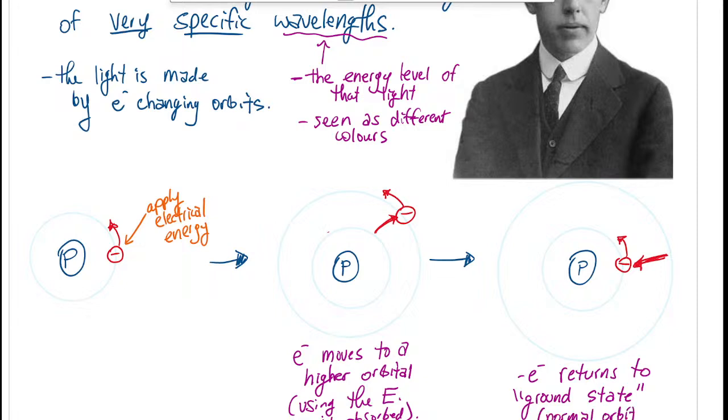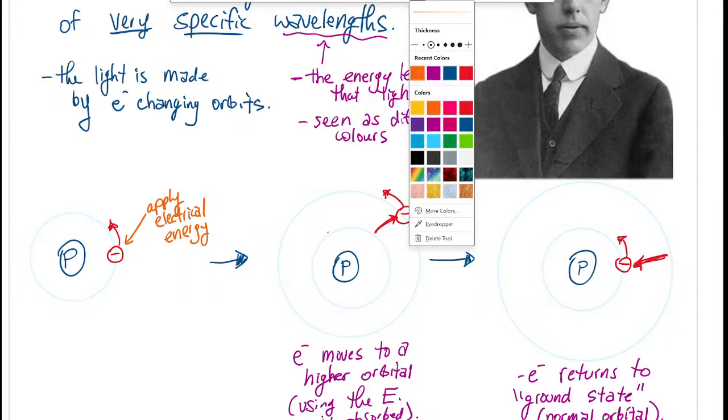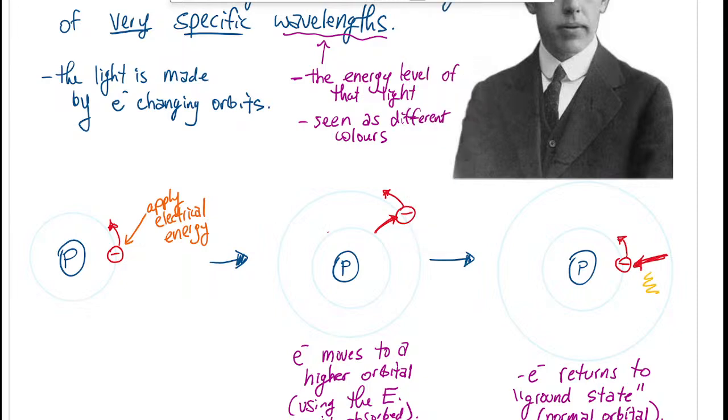But all that energy it had absorbed has to go somewhere. Energy can't be created, it can't be destroyed. And so what happens is that energy gets released, but it gets released in the form of light. It gets released in the form of electromagnetic radiation. So energy gets absorbed, and then it gets released.